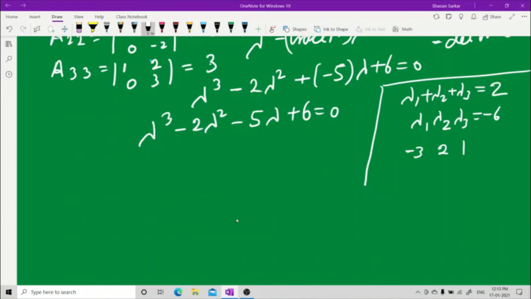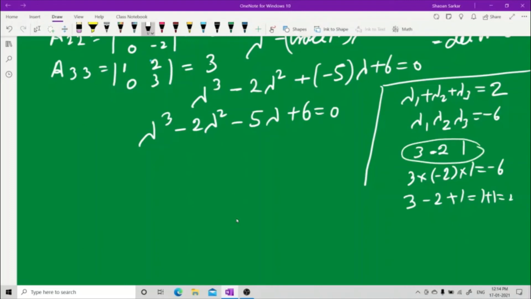Now see, I need the sum to be 2, so I put a minus sign on this 2. If I multiply 3 into minus 2 into 1, I'll get minus 6. Now if I add, 3 minus 2 plus 1, that is 1 plus 1, that is 2. So instead of doing that algebraic method, you can do this in the rough, and I'll get the eigenvalues as 1, 3 and minus 2. This is a shortcut method of finding them.